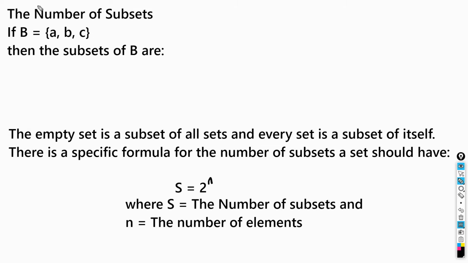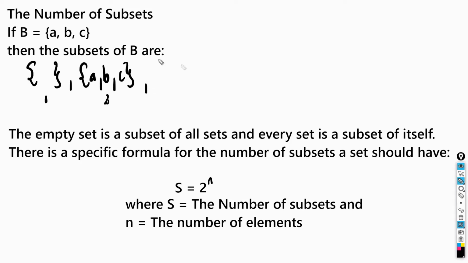All right, guys. So we're looking at the number of subsets now, and it says if B is equal to {A, B, C}, then the subsets of B are. So I left some space to write them out here. The first two sets I'm going to write are the empty set and the set itself, {A, B, C}. And if you look down here, it says the empty set is a subset of all sets, and every set is a subset of itself. So these are 1 and 2. These are the first two subsets of the set.